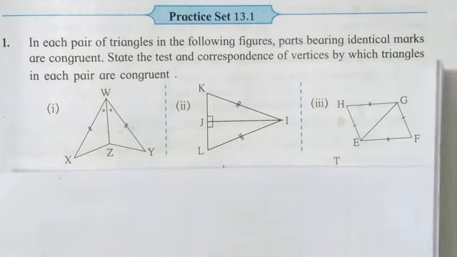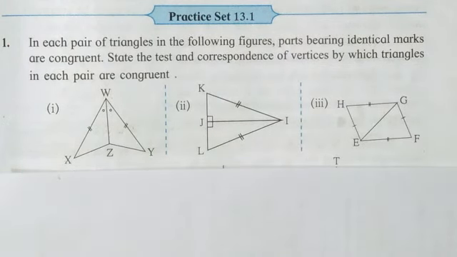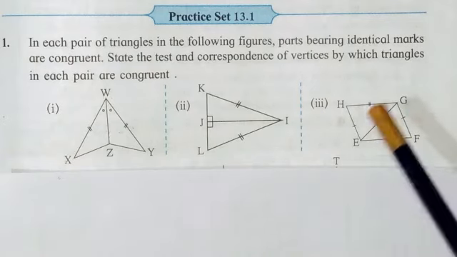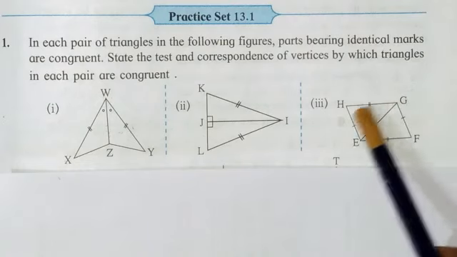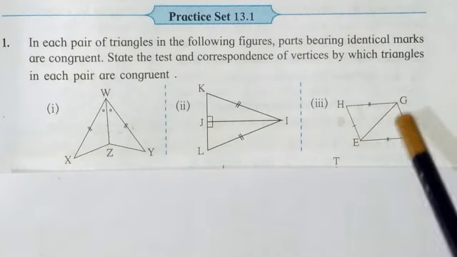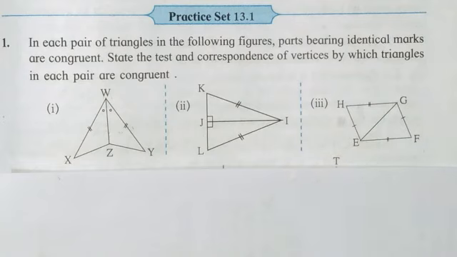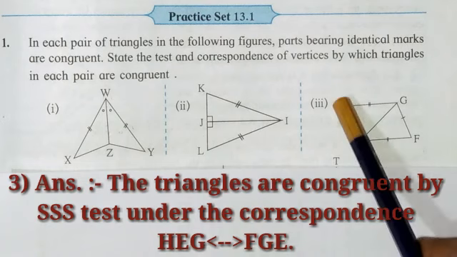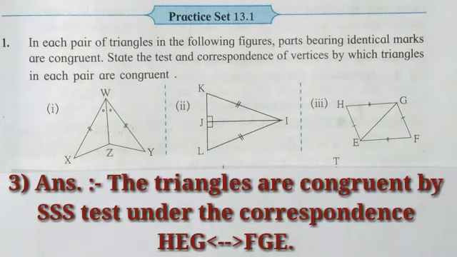Similarly, our third diagram is a very simple one. The two different triangles are also joined with one common side. Here we can easily say this one is the common side and these two lines have the same identical mark. It means all three sides are congruent. So the SSS test is applicable in this case. Therefore the triangles are congruent by SSS test under the correspondence of HEG corresponds with FGE. Got it? That way you have to write the answer.